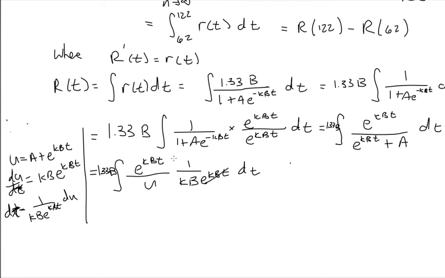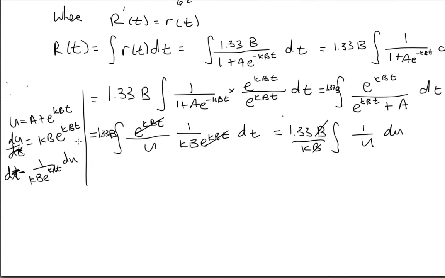This is quite nice because this e to the kbt cancels out with this e to the kbt, and what we're left with is now just 1.33 times b times the indefinite integral of 1 over u du. And then this kb I'm going to take out and just going to be here. So this kb comes out because these are just two numbers, remember, so they can come out of the integral. So I'm just left with an integration that looks like this. This b can cancel out with this b. And so if I continue right along here, this becomes equals 1.33 divided by k times the indefinite integral of 1 over u du, which we know is ln u.